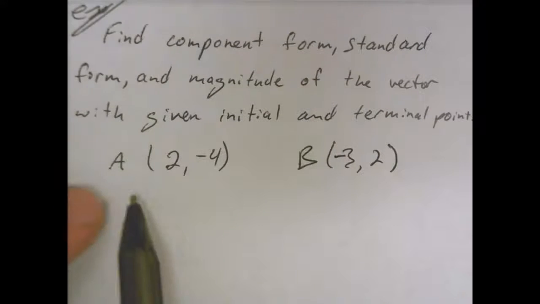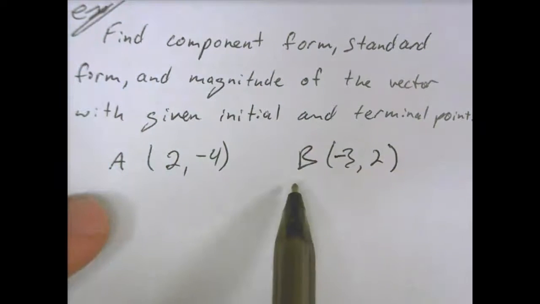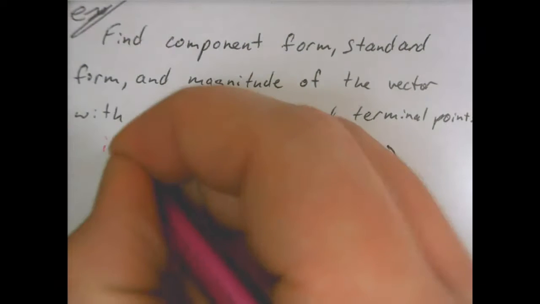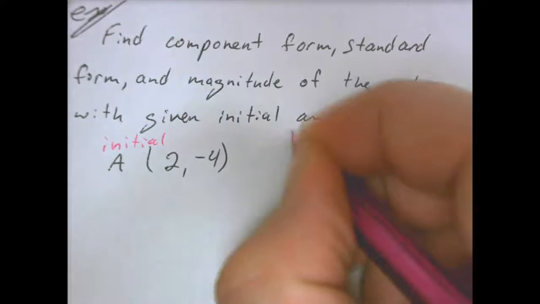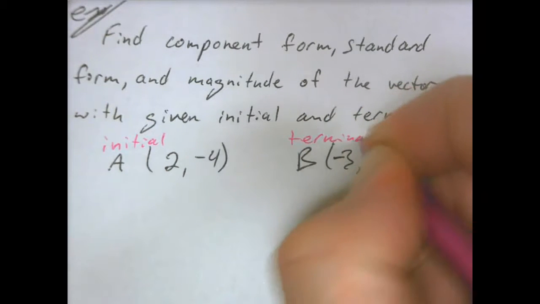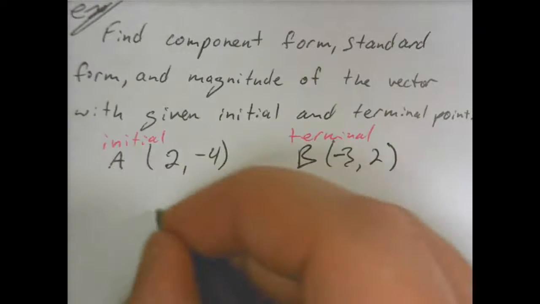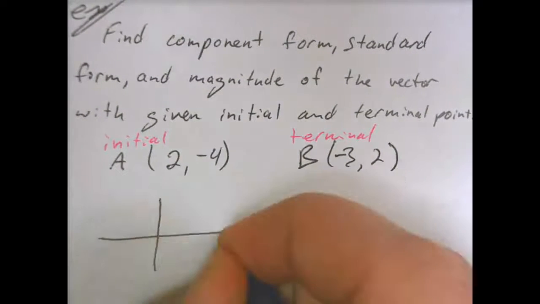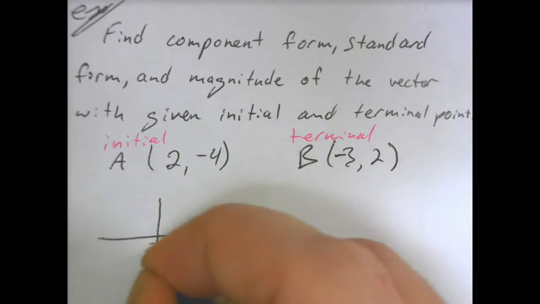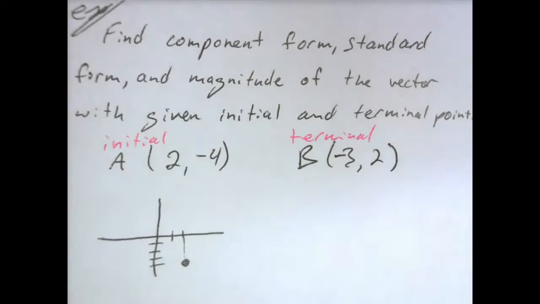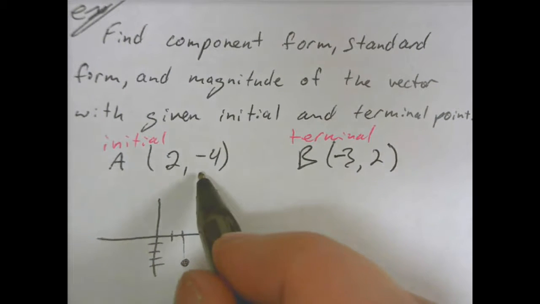If it gives you A, it is going to start at A to B. So I know my initial point is A, my terminal point is B, so initial, terminal. So if I were to graph this thing, 2, -4 would be over 2, down 4. And there would be my initial point. Notice that is a point, not a vector.